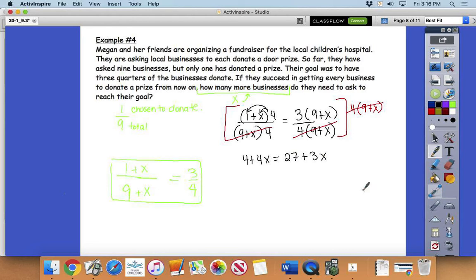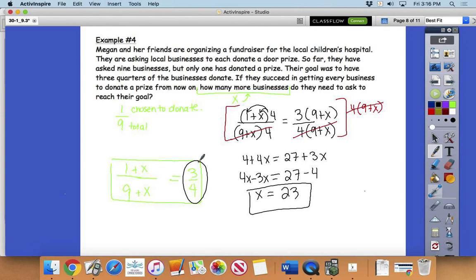Now we're going to bring the x's on one side, numbers to the other side. So I'm going to have 4x take away 3x, because I brought the 3x over by subtracting. And 27, I'm going to subtract 4 to it. So that's going to give me x is equal to 23. That's our only solution, which means that they have to ask 23 more businesses, and they all have to agree to donate in order to meet this goal of 3/4 donating. So that's our solution.